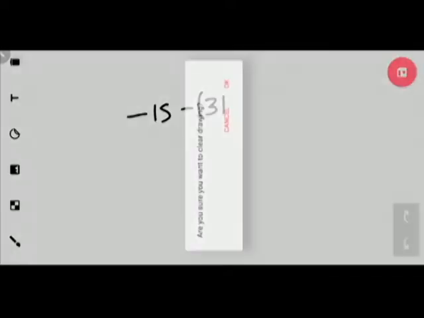Let's try negative 15 plus, whoops, what am I doing with a plus? I'm crazy. It's way too late at night. Negative 15 minus 31. Whoops, what am I doing? Negative 15 minus 31.